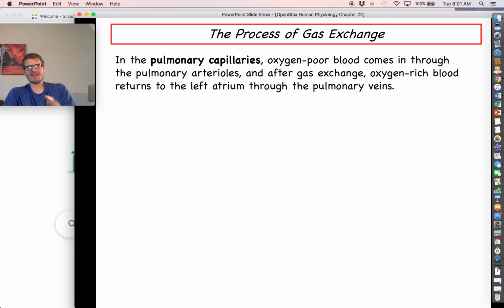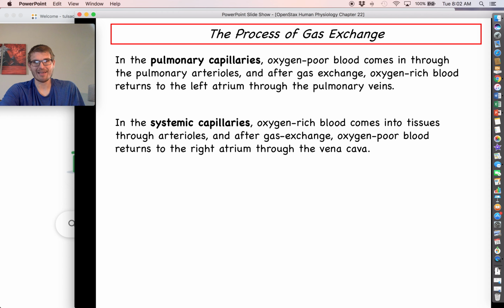Okay, so let's finish things off here in this chapter by talking a little bit more about gas exchange. This is something that we already covered at the beginning of this chapter. So we know that in the pulmonary capillaries, oxygen-poor blood comes in through the pulmonary arterioles. We get gas exchange to occur. We get oxygen from the alveolar air into the blood plasma, and then we get carbon dioxide from the blood plasma into the alveolar air. And that now oxygen-rich blood and CO2-poor blood returns to the left atrium through the pulmonary veins.